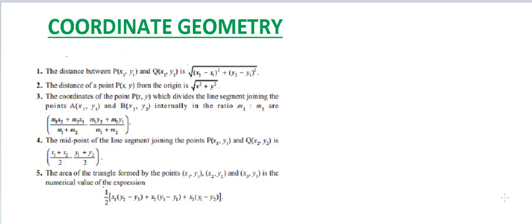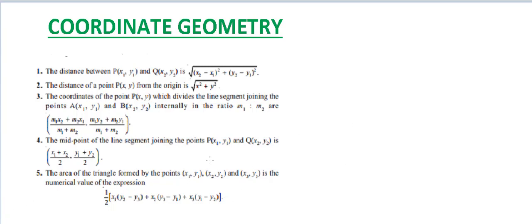In this video, we are going to discuss coordinate geometry. Coordinate geometry we have studied in our previous classes. In this video, we are going to see some of the applications of coordinate geometry. What are the applications of coordinate geometry? In coordinate geometry, basically there are two coordinates. The first is x and the other is y.